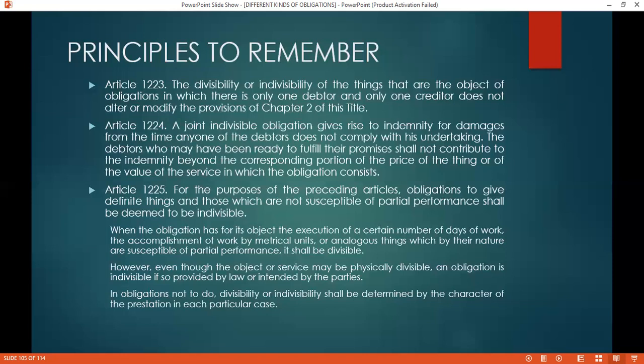Pero, kung meron mga divisible things, meron din mga indivisible na ginagawang divisible. Kasi, depende sa intention ng parties. In obligations not to do, divisibility or indivisibility shall be determined by the character of the prestation in each particular case. So, that ends our discussion for divisible and indivisible obligation.